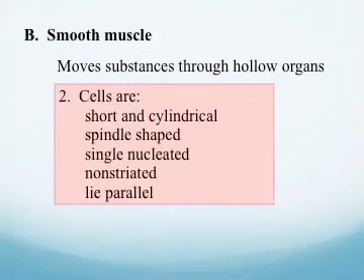Here's where you'll want to write down some characteristics. The smooth muscle cells are short and they're cylindrical. They are spindle-shaped. What that means is they are pointed at the ends. We'll see that in a diagram. They only have one nucleus, so we say they're single nucleated rather. They're non-striated. That means they are not striped, but they do lie parallel to one another. You can pause and jot these down if you need to.